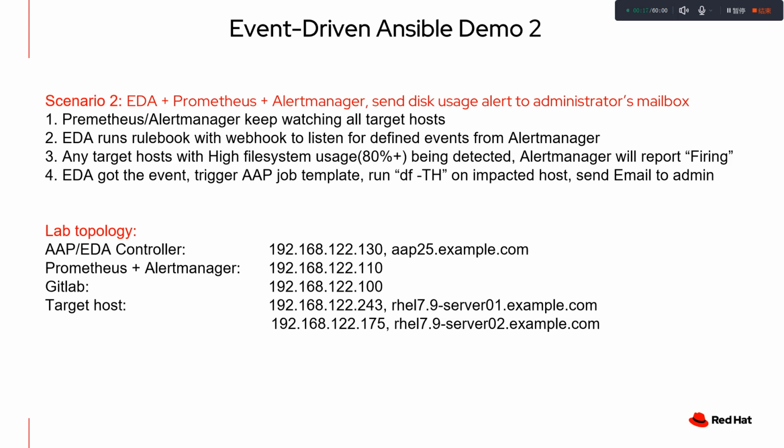But this time, we will be watching the file system usage of all target servers, and if some target host exceeds file system usage, here we define more than 80%, then EDA will trigger a job template to capture the df -h output and send an email to inform the administrator. Okay, the logic is almost the same as before.